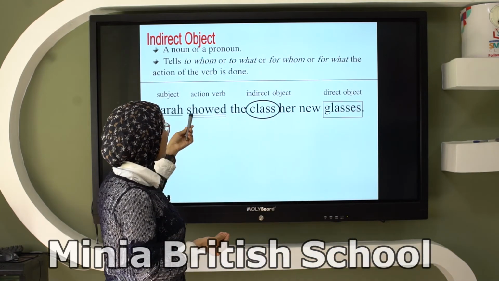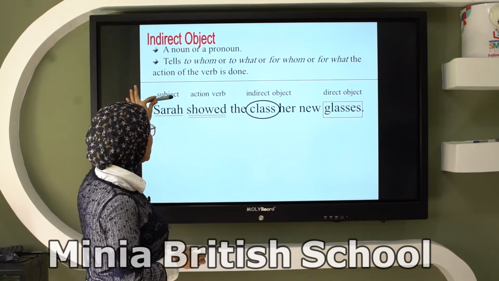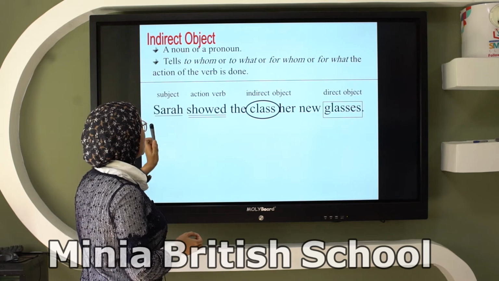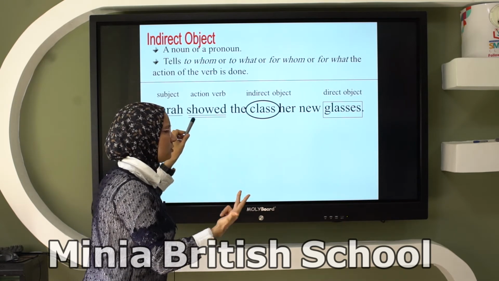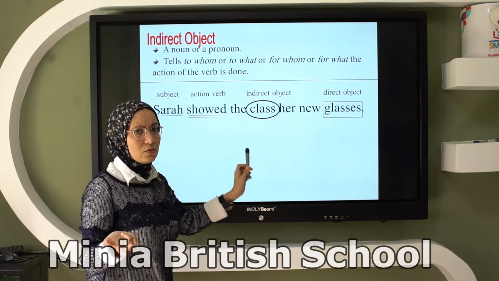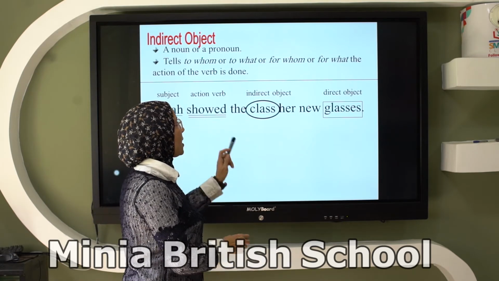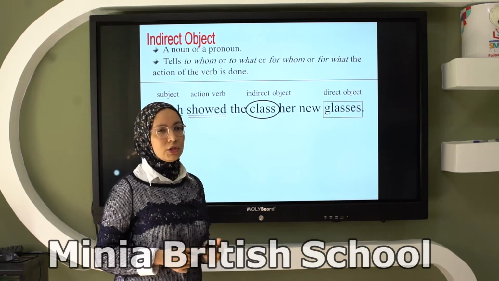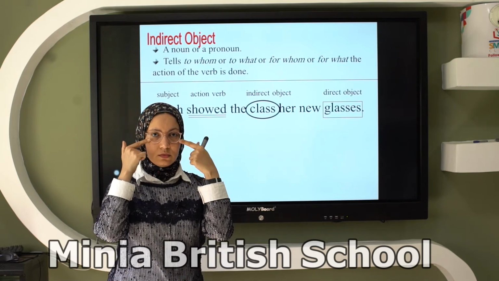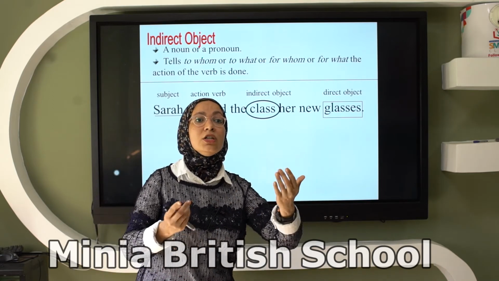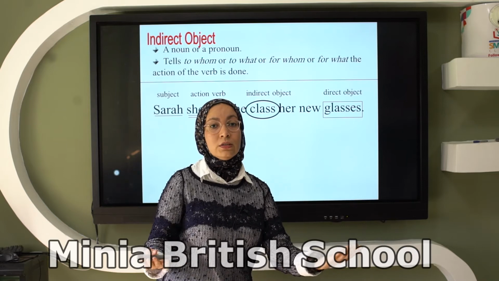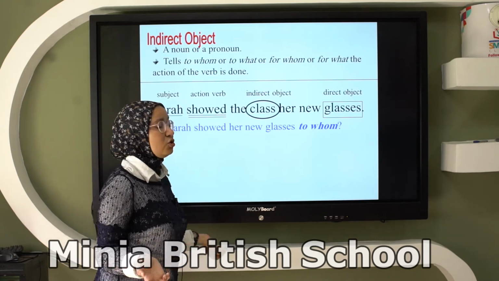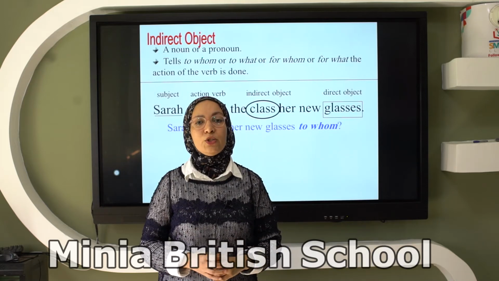Look at this. Sarah showed the class her new glasses. So Sarah here is the subject. Suppose that we don't have these parts identified for the sentence. Sarah is the subject, this is number 1. Showed is the action verb. We don't have any problem with the verb here because it's obvious in all the examples. The class, her new glasses. Can I consider glasses as the indirect object? Of course not. She already has her glasses. She's going to show the class. So the class is the receiver of what? Of the showing. So the class is the indirect object here. Very good. So Sarah showed her new glasses to whom? To whom here refers to the indirect object of the sentence.